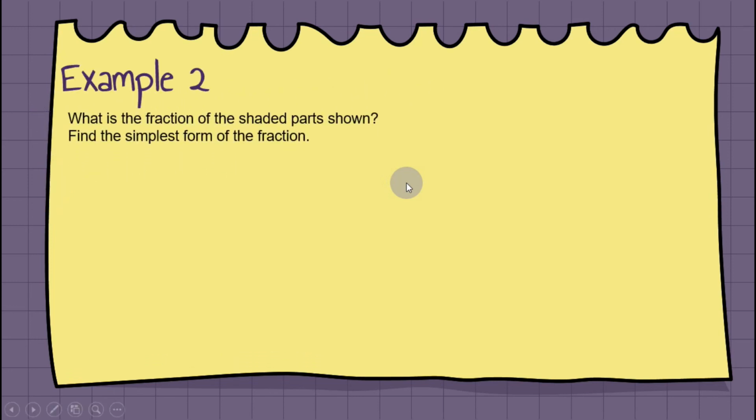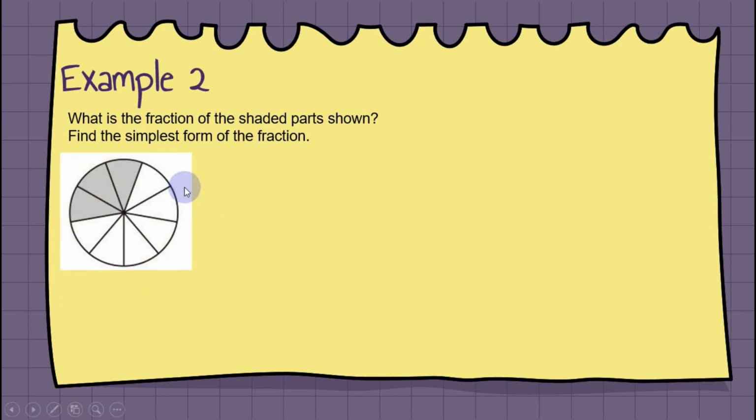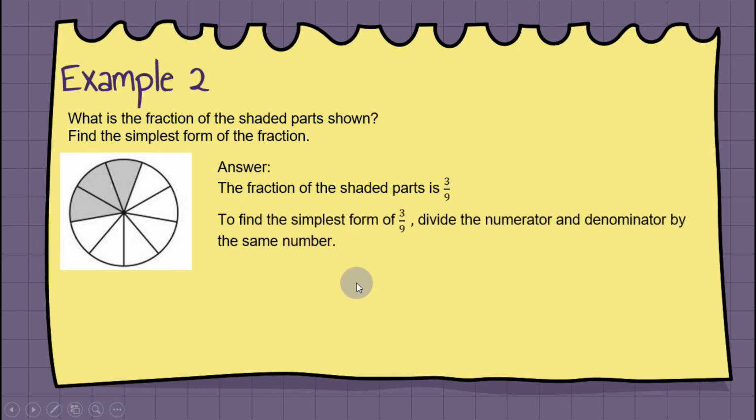Example 2. What is the fraction of the shaded parts shown? Find the simplest form of the fraction. Can you guess the fraction of the shaded part? Yes, you're correct. The fraction of the shaded parts is 3/9. To find the simplest form of 3/9, divide the numerator and denominator by the same number.